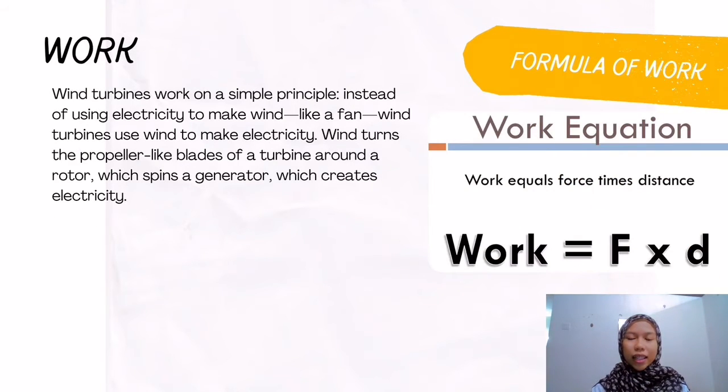Lastly is work. A wind turbine works on a simple principle. Instead of using electricity to make wind, like a fan, a wind turbine uses wind to make electricity. Wind turns the propeller-like blades of the turbine around a rotor, which spins a generator, which creates electricity. The formula of work is work equals force times distance.